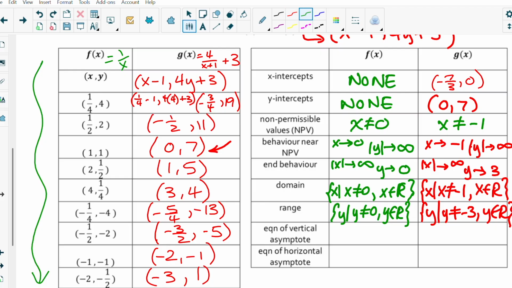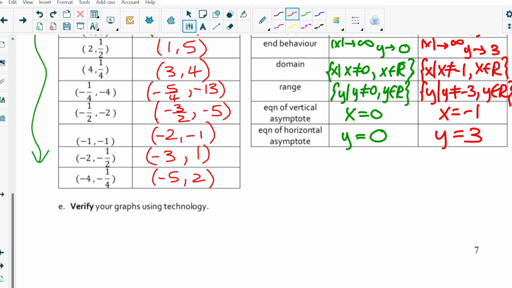Equation of vertical asymptote: x equals 0. Equation of horizontal asymptote: y equals 0. And then on our transform function, based on our h and k values, the equation of the vertical asymptote is x equals negative 1. And for the horizontal asymptote, the k value is 3, so y is equal to 3.